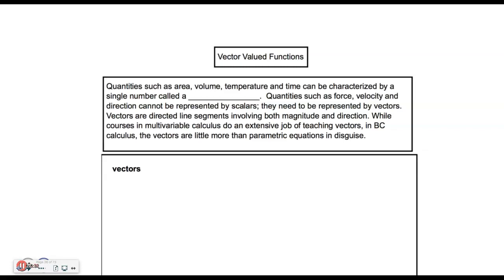So it says quantities such as area, volume, temperature, time can be characterized by a single number. And in math, we call those scalars, just things that you can represent with a number. But some of you in physics know that force, velocity, direction can't be represented by scalars. They need to be represented by vectors. And vectors are directed line segments.